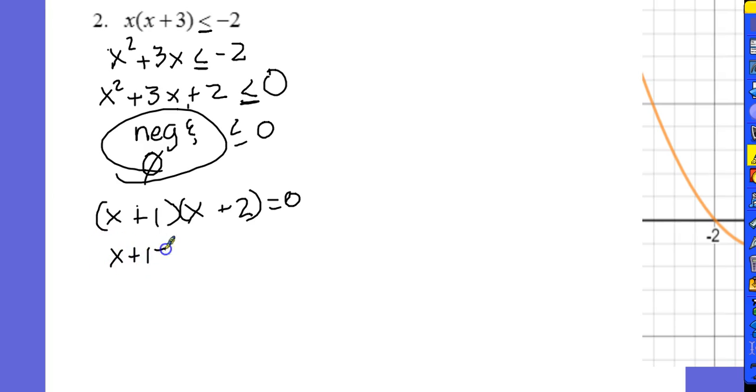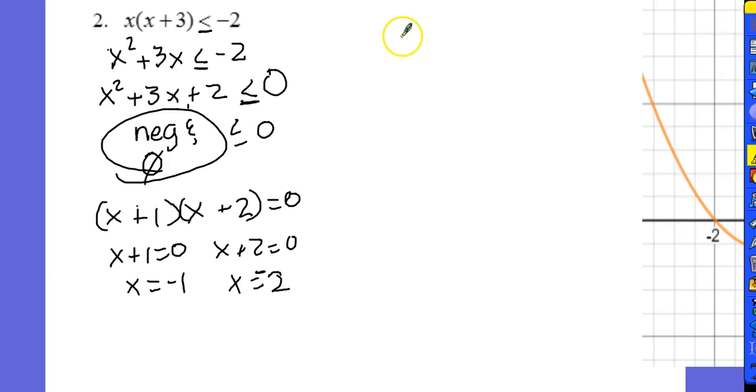So x plus 1 equals 0, so x is negative 1. X plus 2 equals 0, so x is negative 2. Negative 2. Thank you, Andrew. Negative 2. You are so right. I need you guys so much sometimes.